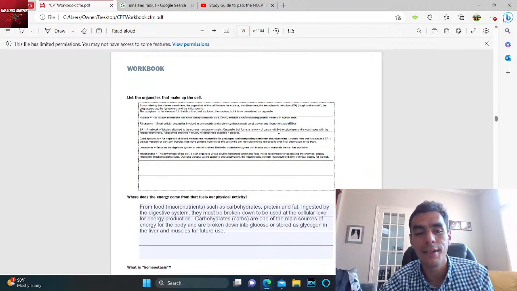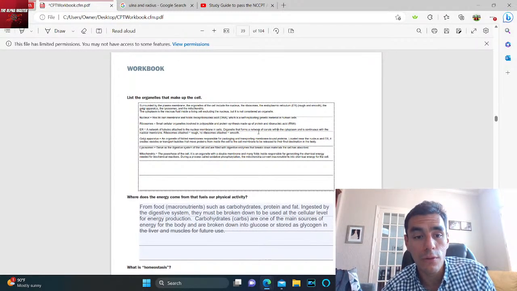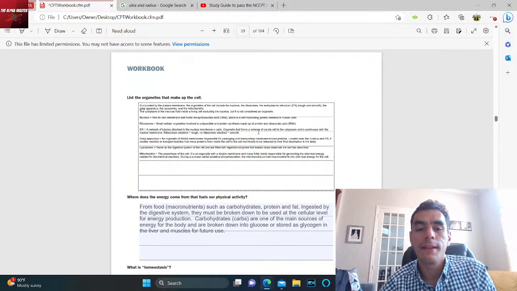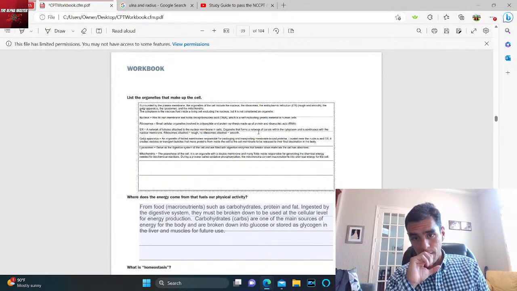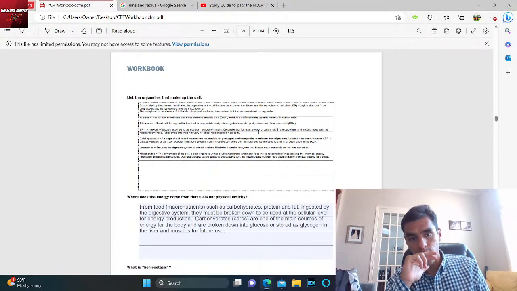acid, RNA. ER is going to be the endoplasmic reticulum, a network of tubules attached to the nuclear membrane in cells. It forms a network of canals within the cytoplasm and is continuous with the nuclear membrane. Ribosomes attached is rough, no ribosomes attached is smooth.